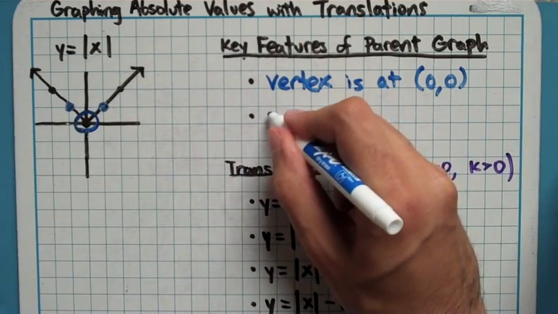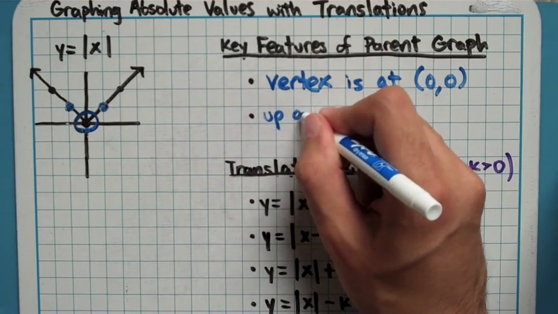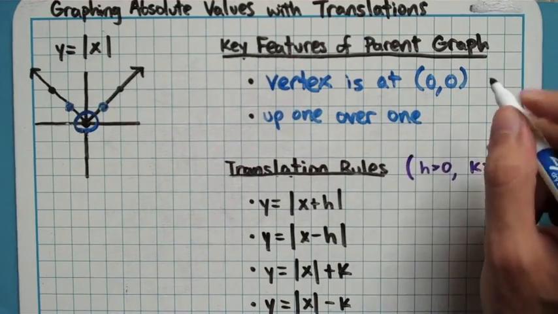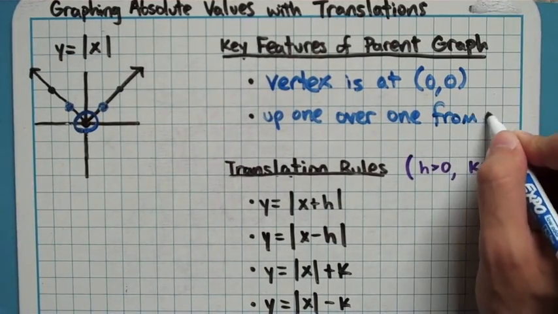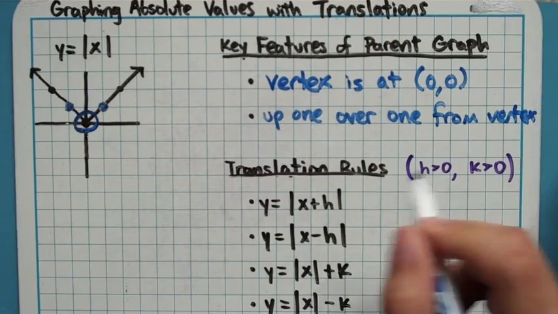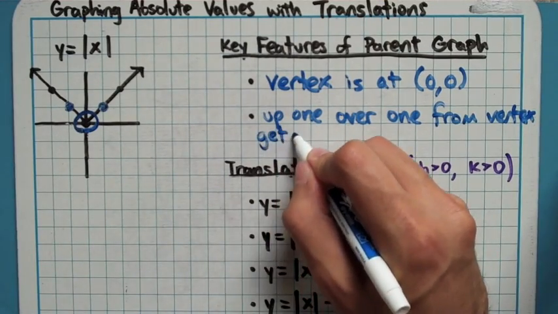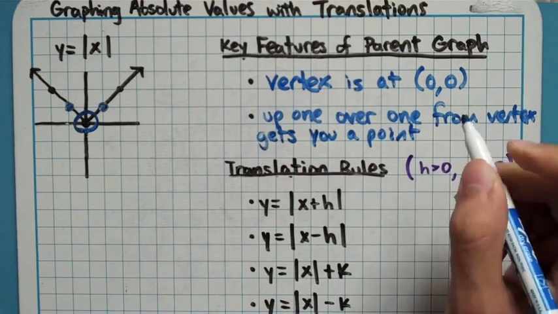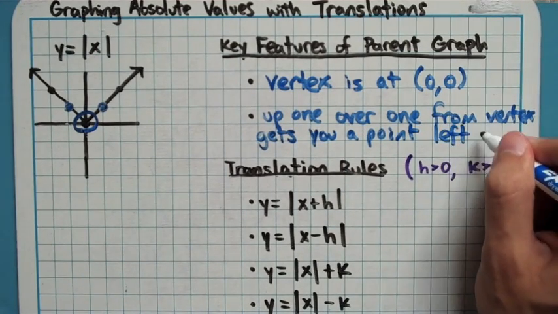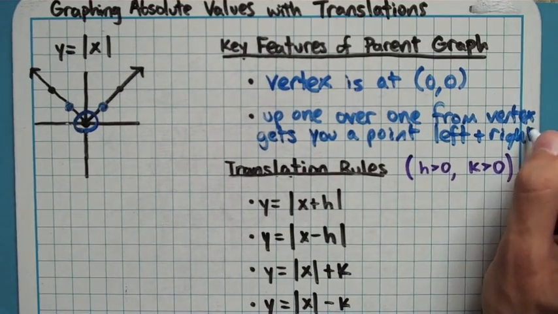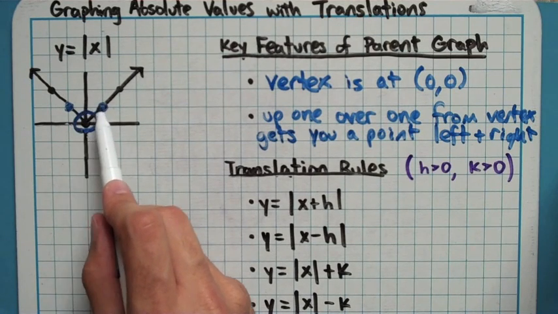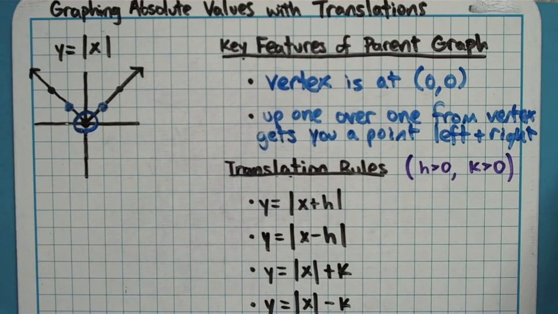So if you go up 1, over 1, from the vertex, you'll get a point on either side. So it gets you a point left and right. So once I know where the vertex is, if you say, hey, my vertex is right here, then I know, okay, I can go up 1 over 1, get a point, up 1 over 1, get a point, and then I can make my V and be done with it.